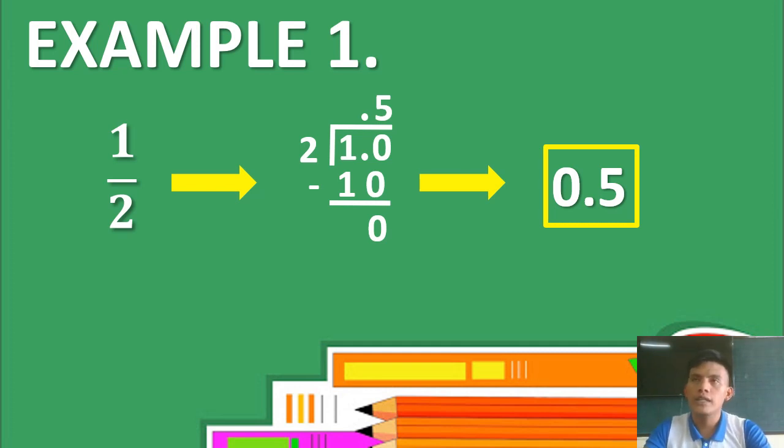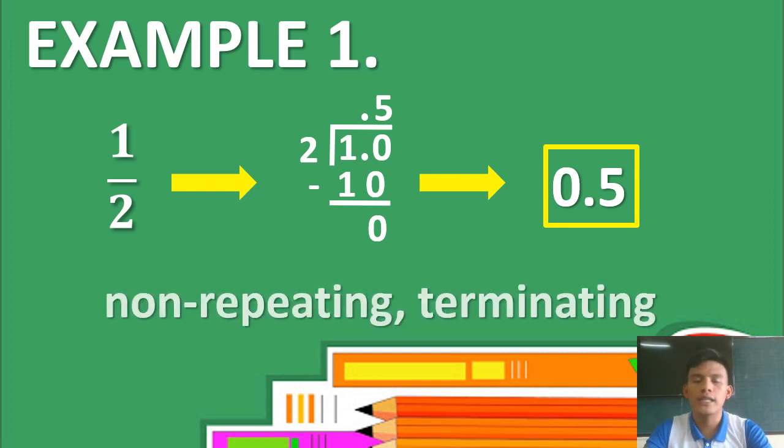0.5, the decimal digits are not repeated. That's why it's non-repeating. Why is it terminating? If a decimal has an end, then that decimal number is terminating.